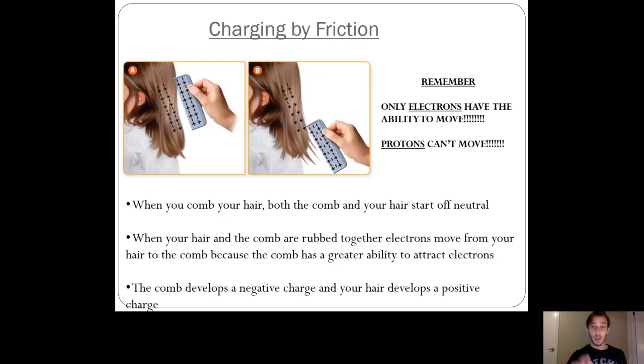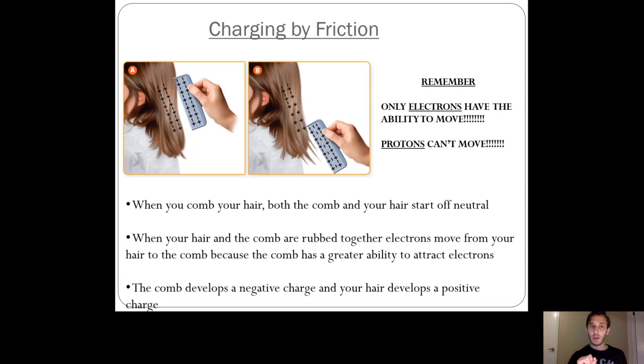So, here's an example of charging by friction. When you comb your hair, both the comb and your hair start off neutral. When your hair and the comb are rubbed together, electrons move from your hair to the comb, okay? Because the comb has a greater ability to attract electrons, okay? The comb becomes negative and the hair becomes positive.